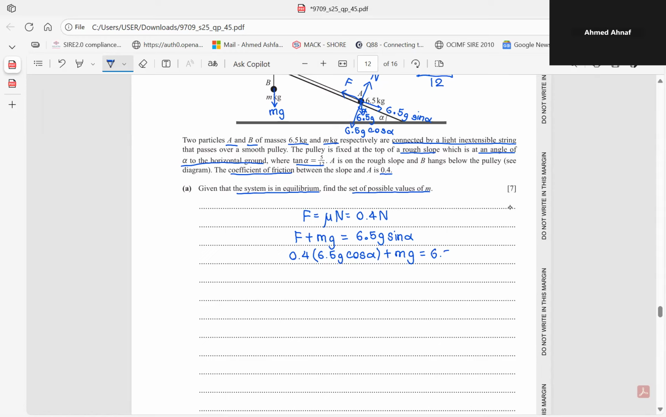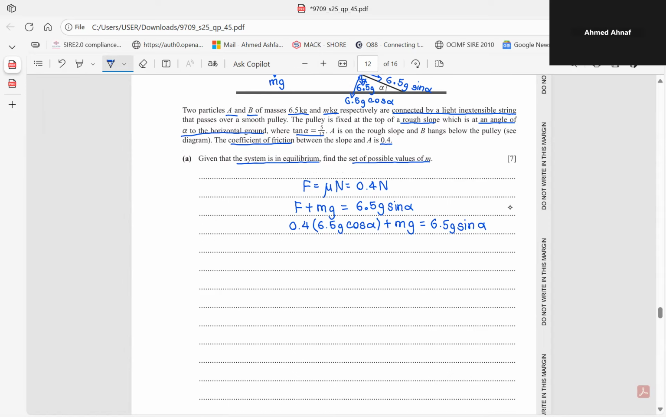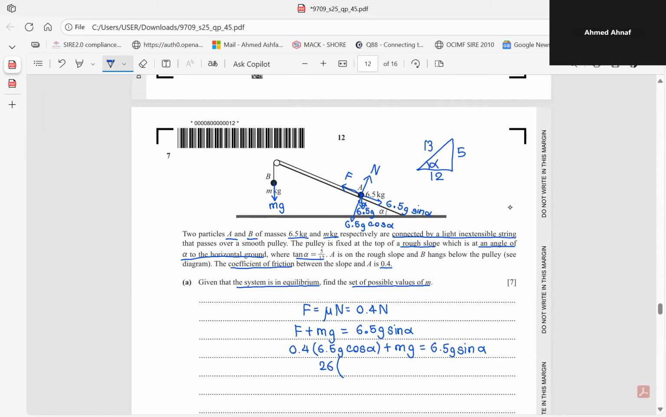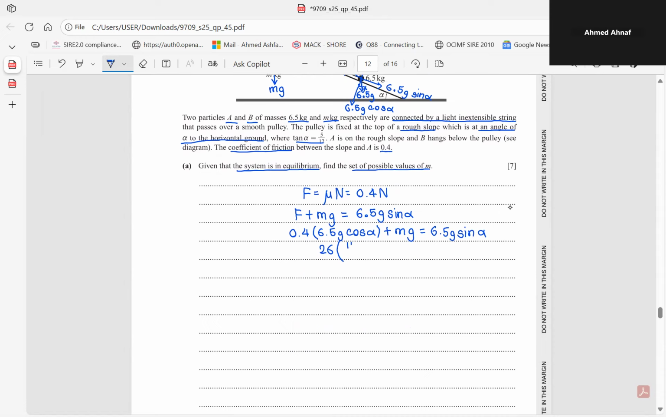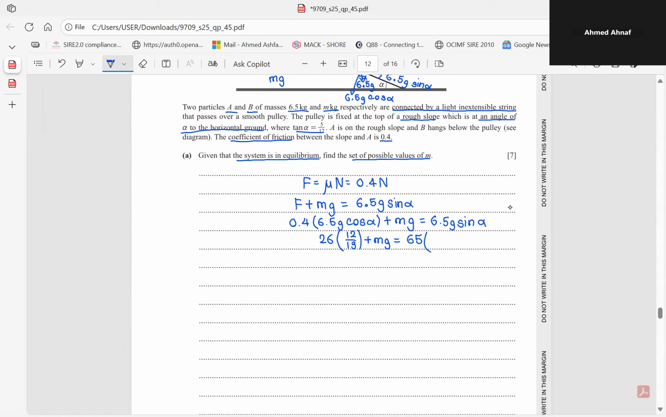This is going to be 6.5 g sine alpha. Okay, and then 0.4 times 6.5 g. That g is 10, so that's just 26 cosine alpha, where cosine alpha is 12 over 13, plus mg. That equals 65 sine alpha. Sine alpha is 5 over 13.